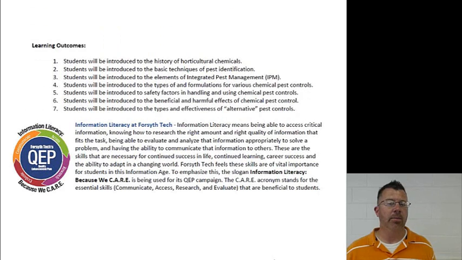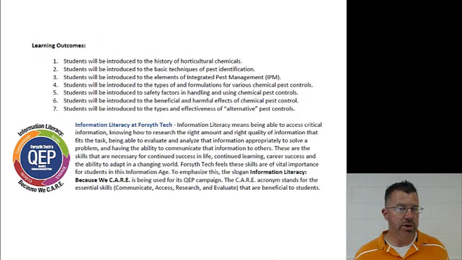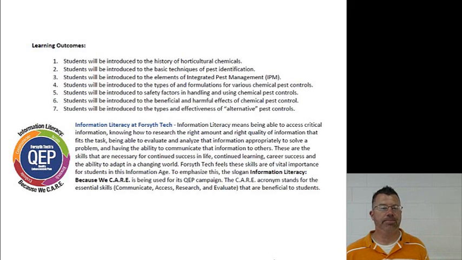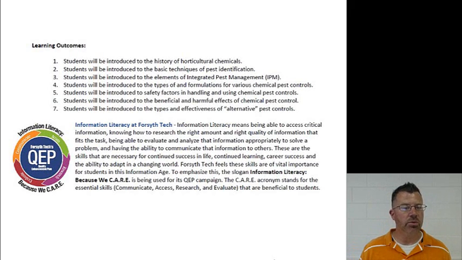Your learning outcome. Students will be introduced to the history of horticulture chemicals, to the basic techniques of pest identification, to the elements of integrated pest management, to the types of and formulations for various chemical pest controls, to safety factors in handling and using chemical pest controls, to the beneficial and harmful effects of chemical pest control, and to the types and effectiveness of alternative pest controls. And those are your learning outcomes for HOR 164.